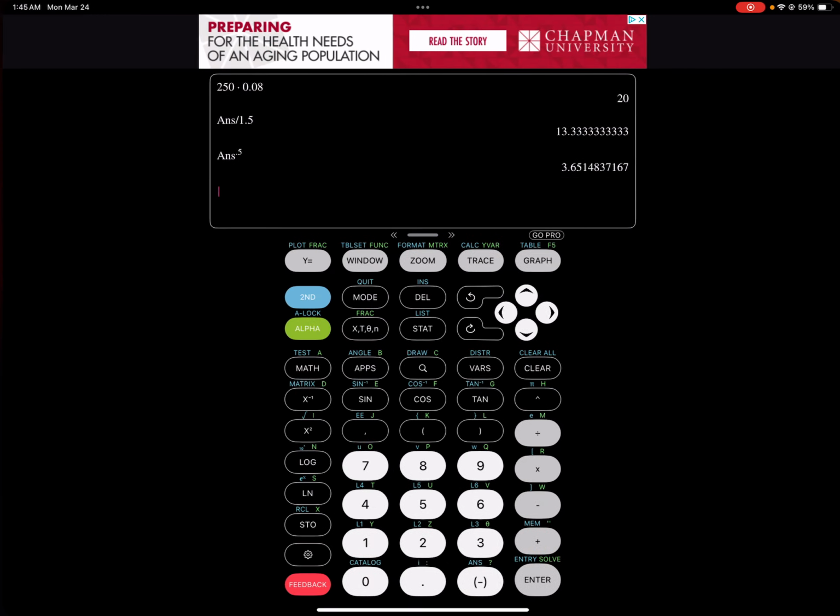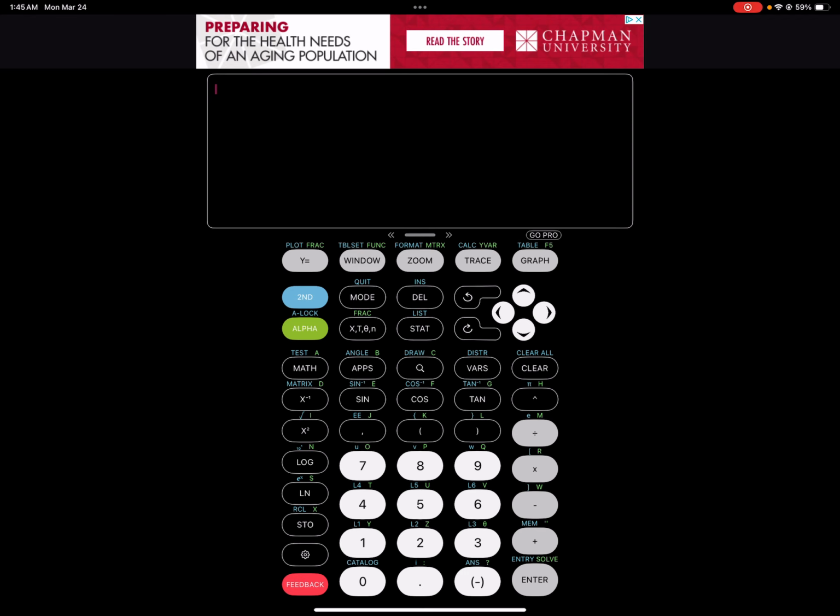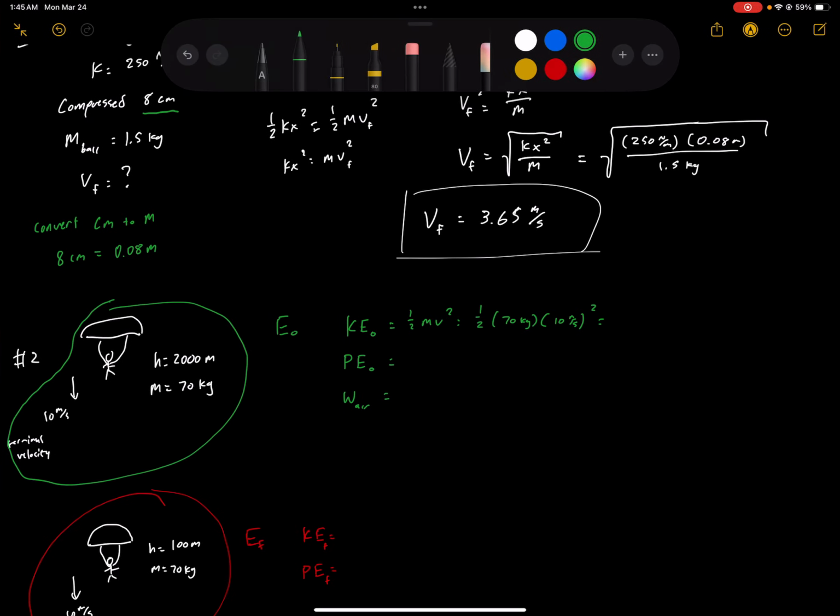And let's just type it into the calculator. So we have 1/2 times 70 times 10 squared, which we know is 100. Just put 100 there. All right, 35,000, or 3,500, I should say. So we got 3,500 joules.